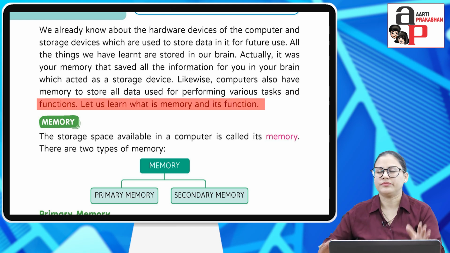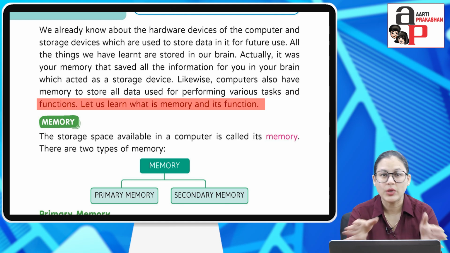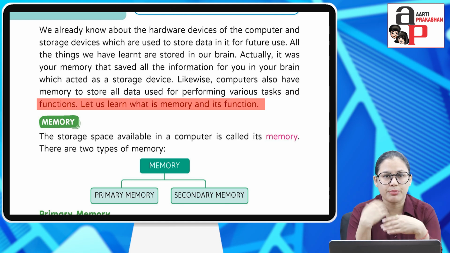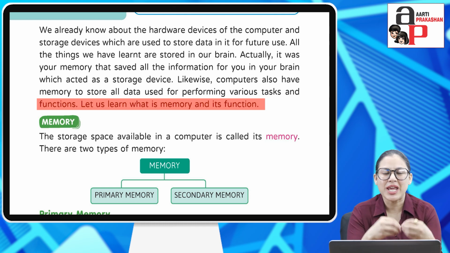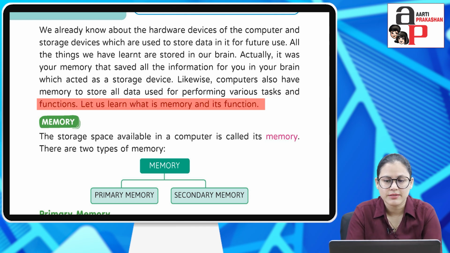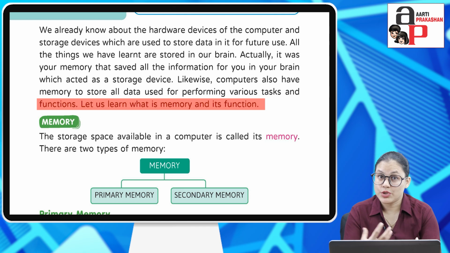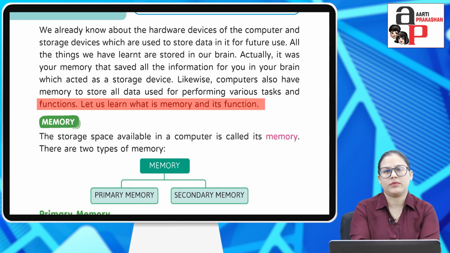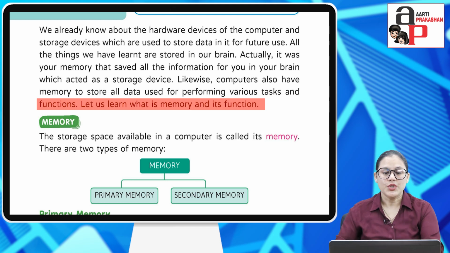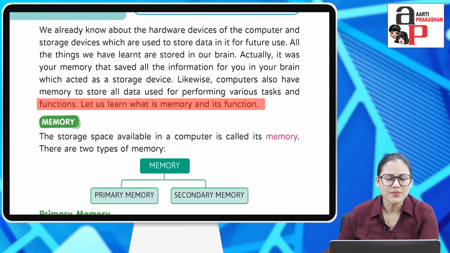Okay, students, whatever we learn is stored in our brain, right? Our brain memorizes all the things. So the brain is like a storage device, which stores all the things. Similarly, a computer also has a storage device. What is the function of a storage device? To store all the data which are used for performing various tasks and functions. So let's learn about memory and its function.